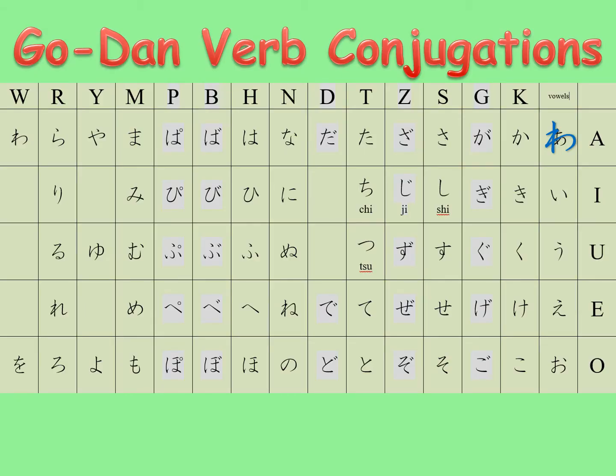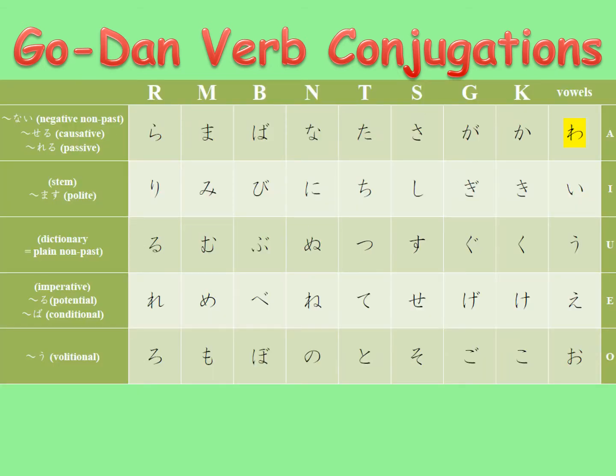In the other videos, I used this table to explain the conjugations of Godan verbs in Japanese. But actually, we don't need this many columns. We don't have verbs conjugating in Z, D, H, P, Y, and W columns anymore, so we only need 9 columns like this.